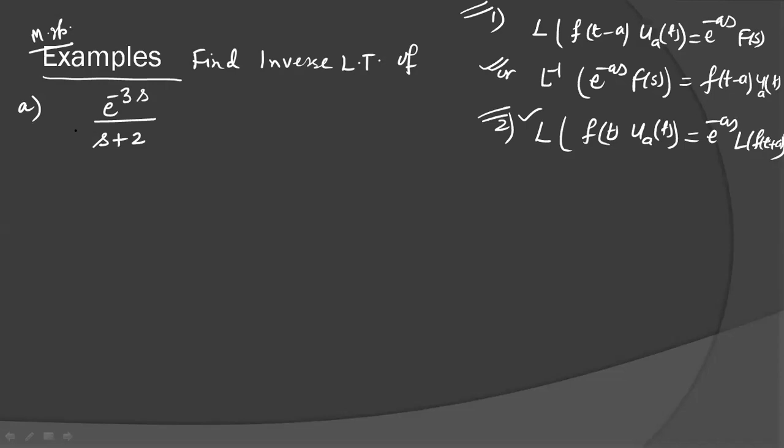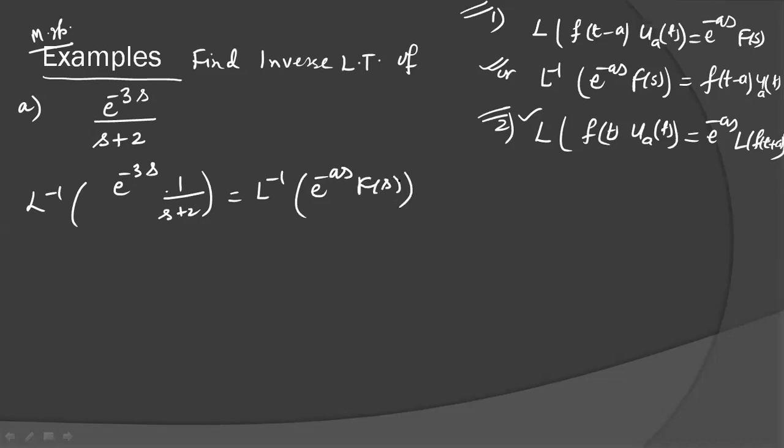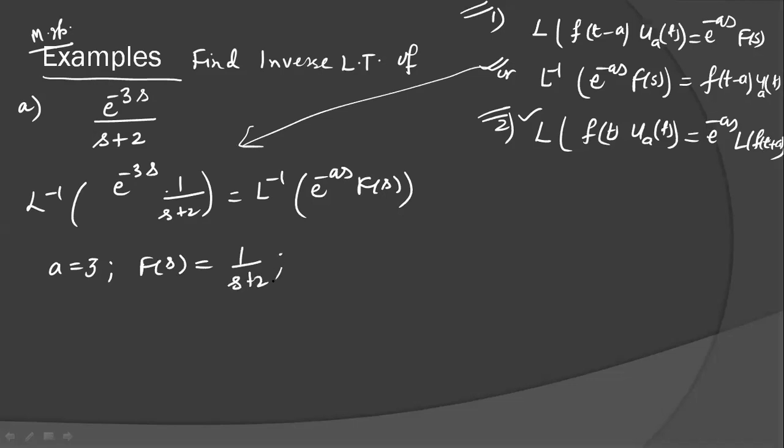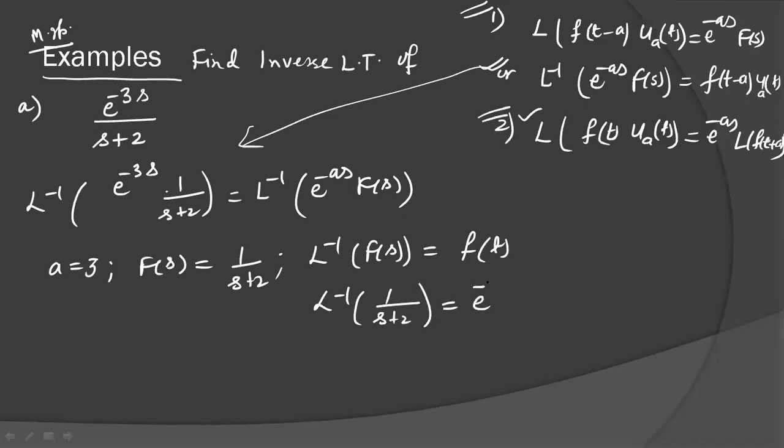So you have to find the Laplace inverse of e to the power minus 3s into 1 over s plus 2. Now we will compare it with Laplace inverse of e to the power minus as into F(s). We can see that a is equal to 3 here and F(s) is equal to 1 over s plus 2. If you have F(s), you can find f(t). Laplace inverse of F(s) is f(t), I told you. So the Laplace inverse of 1 over s plus 2 will become e to the power minus 2t.